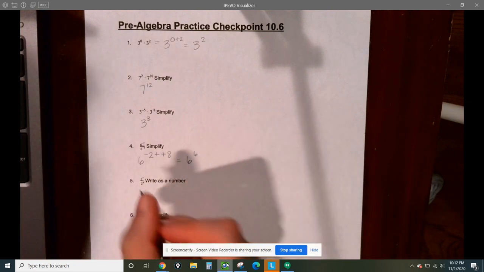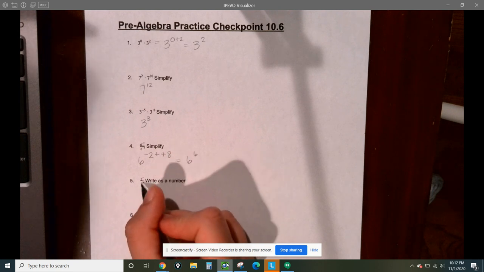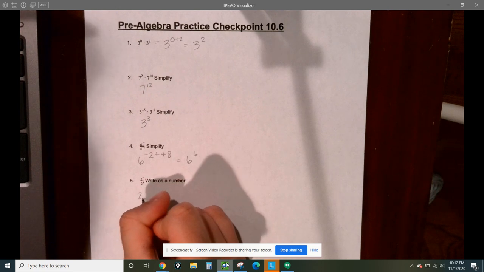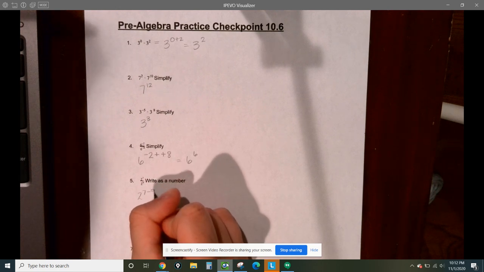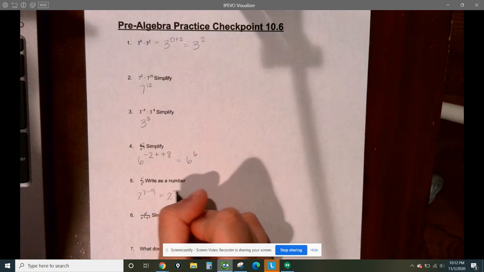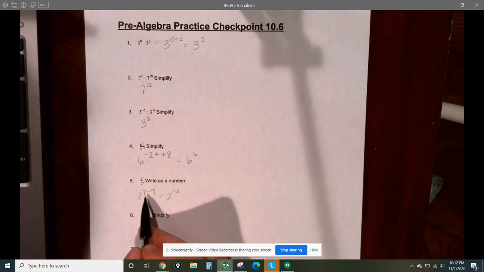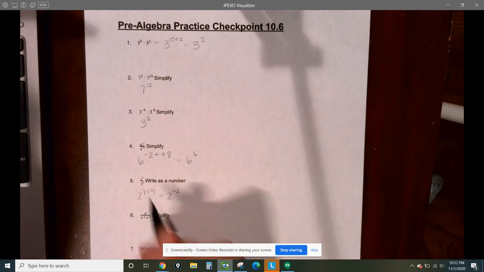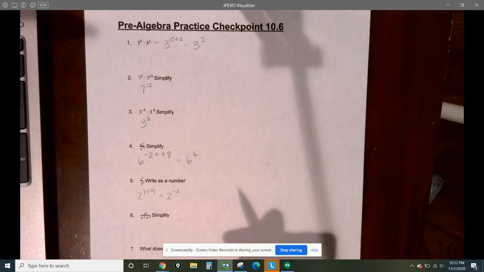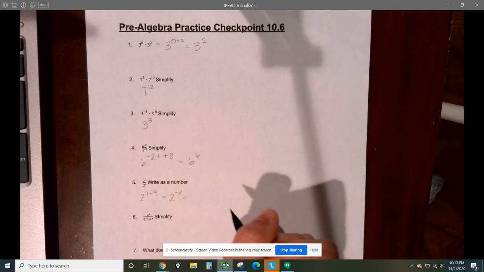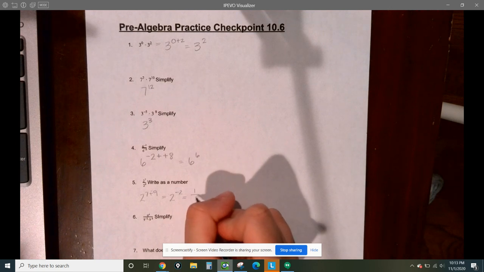Number 5, I'm going to subtract the exponents because I'm dividing two numbers that have the same base. So this is 2 to the 7 minus 9 power, which would be 2 to the negative 2 power, because 7 minus 9 is the same as 7 plus negative 9. Remember that from the integer lesson. And since we have this negative exponent, we shouldn't leave it like that. We should rewrite it as a fraction, so 1 over 2 to the second power.